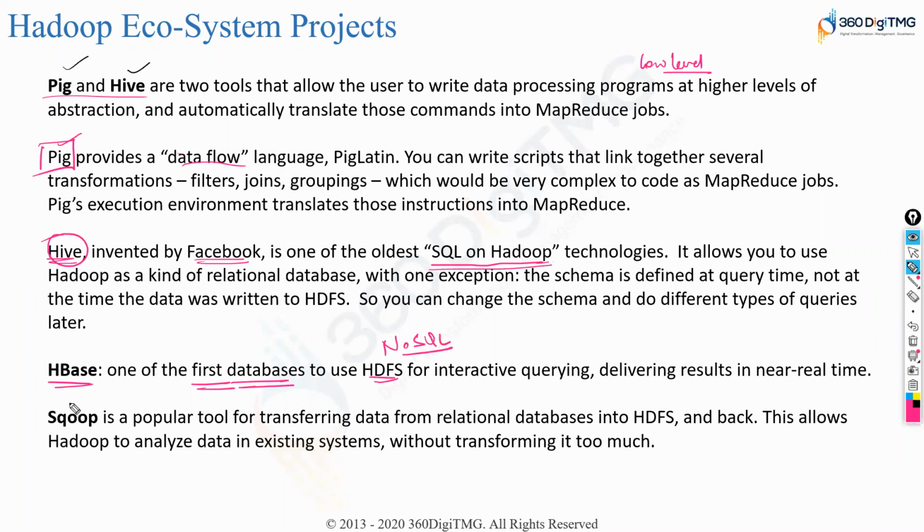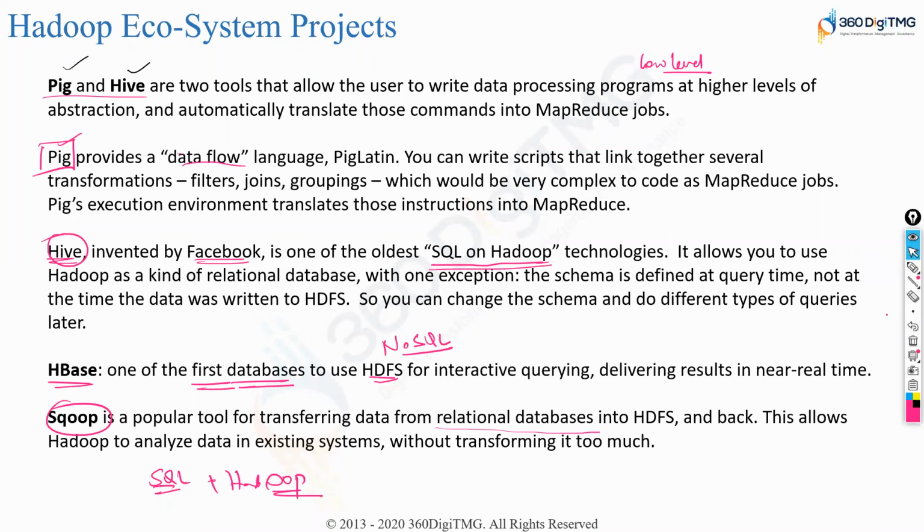Then Sqoop is a tool which is popularly used for migrating the data, moving the data, importing, exporting the data from RDBMS software. This is your traditional databases to your big data, that is your Hadoop instances. Sqoop basically means SQL plus Hadoop. SQOOP. That's Sqoop for us.